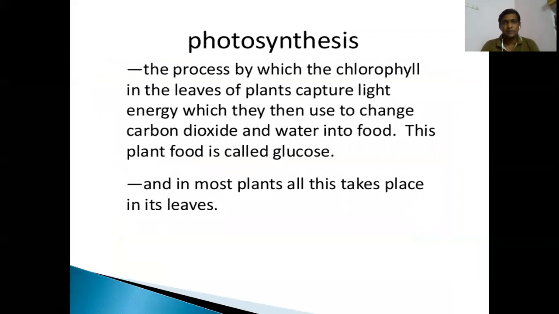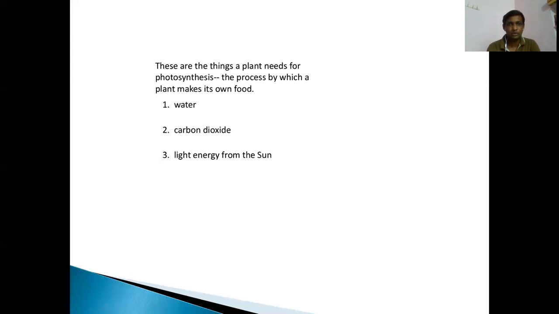So next, it is the process by which chlorophyll in the leaves of plants captures the sunlight, which they can use to change the carbon dioxide and water into food. This plant food is called glucose. That means this chlorophyll captures the sunlight or light energy, which is then used to change the carbon dioxide and water into food, and this food is called glucose. In most plants, all this takes place in the leaves only.